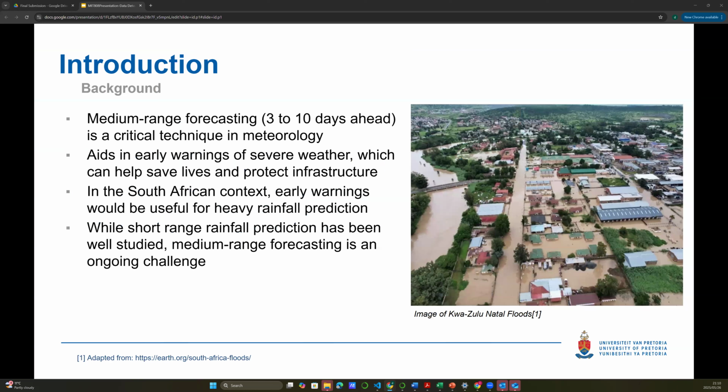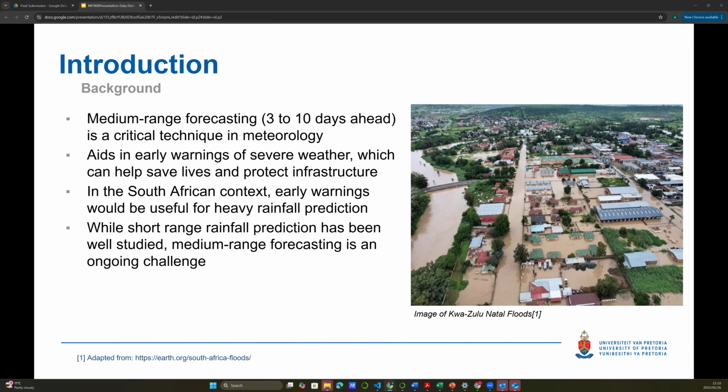Medium range forecasting, which covers predictions from 3 to 10 days ahead, is a vital tool in meteorology as it bridges the gap between short-term weather predictions and long-term climate outlooks. This forecasting range plays a crucial role in enabling early warning systems for severe weather events, which can help save lives and protect infrastructure by allowing authorities and communities time to prepare.